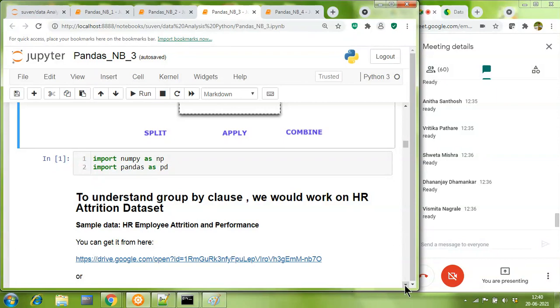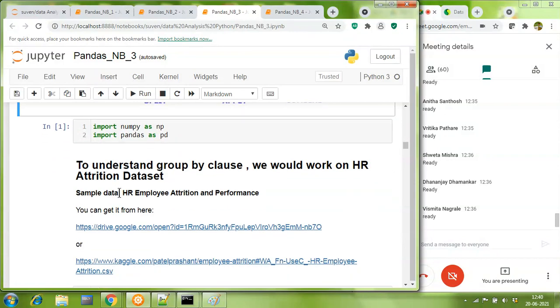Now, in this notebook, for a change, we will not be working over the wine reviews. We will be working over a different data set called HR employee attrition and performance. So, of course, from this data set, I'm going to also give you some questions as homework so that you are also applying your mind post the boot camp to personally spend time and solve them.